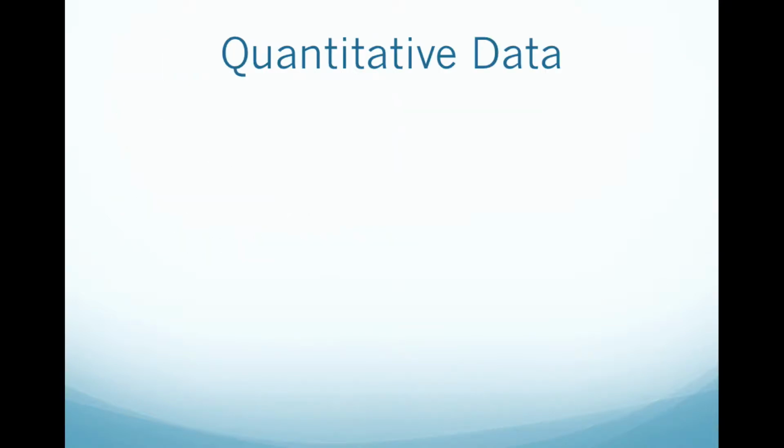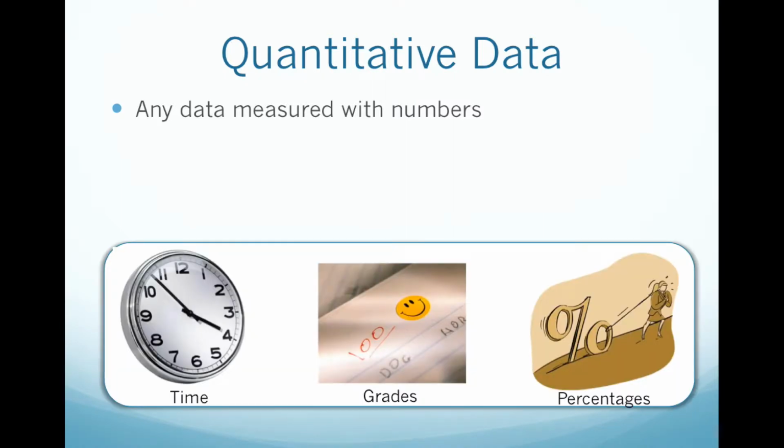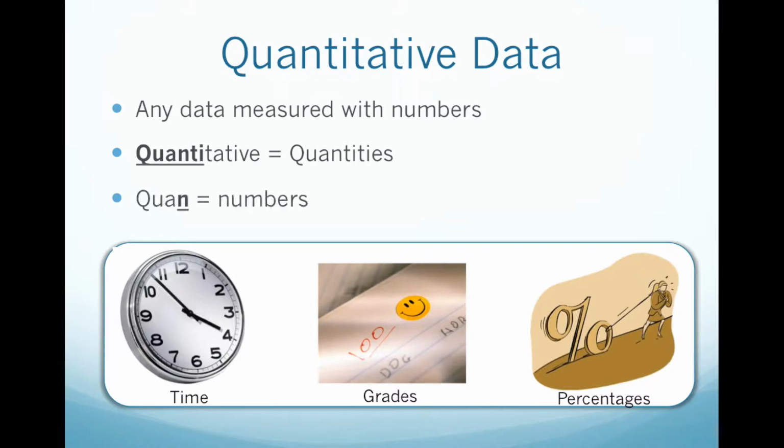To start, quantitative data is any data that's measured with numbers. Typically, we use time, grades, percentages. When we're talking about quantitative data, we're talking about quantities. As you know, we use quantitative data when we update IEPs and when we write goals and objectives for students. To remember quantitative, think about the N in quan. If this reminds you of numbers, that can be a very easy mnemonic.